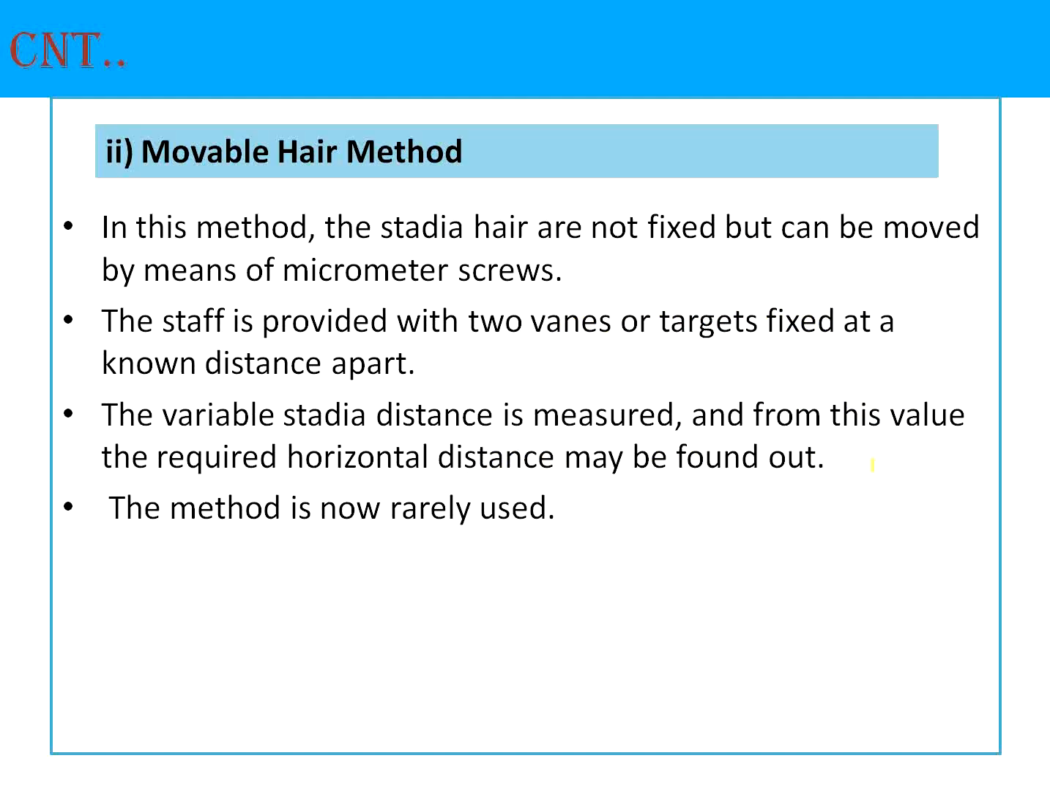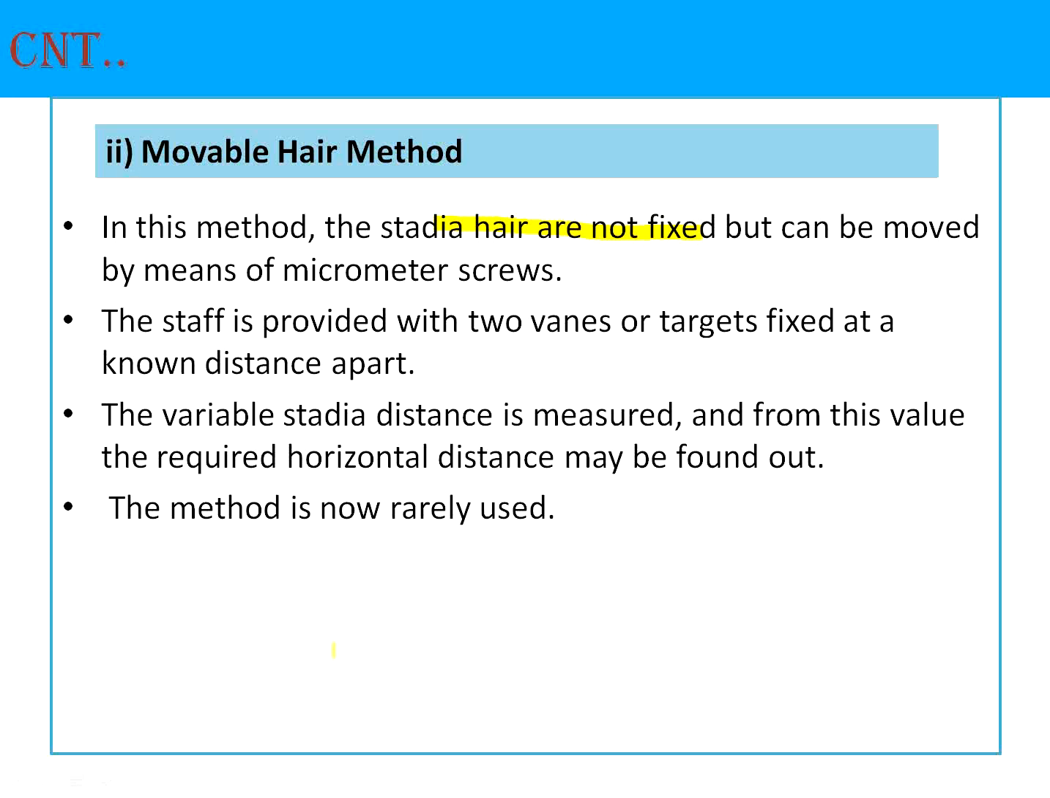Now the movable hair method. This method is rarely used, but in it the stadia hairs are not fixed as in the earlier case. They can be moved by means of micrometer screws. Here, targets are fixed a known distance apart on the staff itself, and we adjust our stadia hairs to view those two targets. The variable stadia distance is measured, and from that we find the required horizontal distance. Now, this method is rarely used.